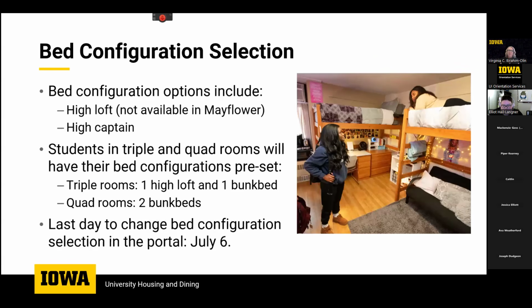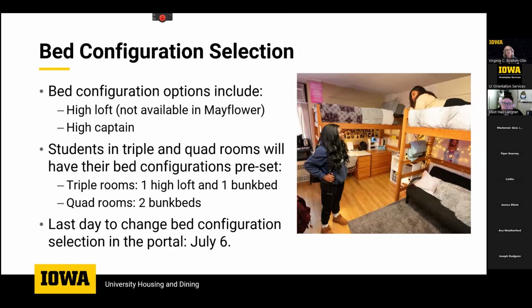So bed configurations, this happens after meal plans and after GradGuard. Then you can decide, hey, how do I want our room configured? And it's important to note that there are a few different options that vary based on location. So most buildings have a high loft available to them, except for Mayflower. The rooms are big enough that they don't need those. A high captain is one where the dressers will fit underneath.